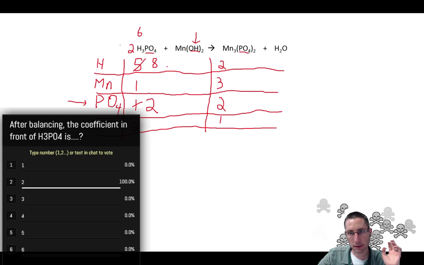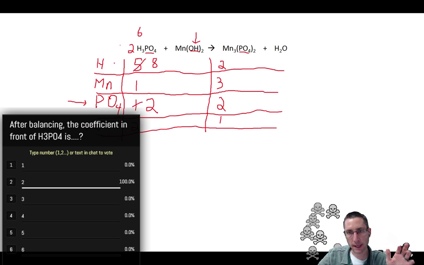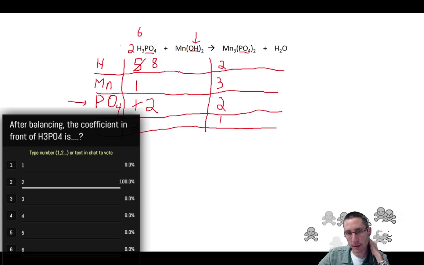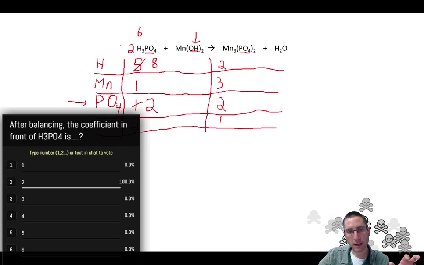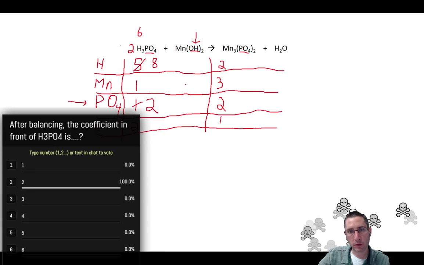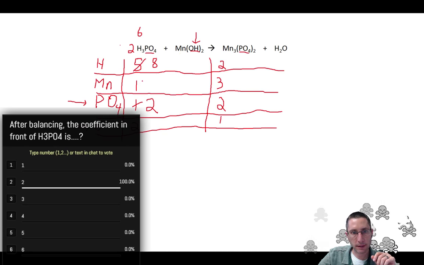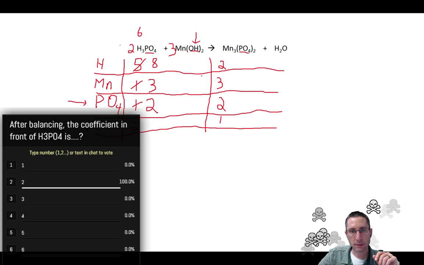I tend to leave the hydrogens at the end because they appear in several different places and it can get complicated. So I'll usually start with a polyatomic like phosphate, then I'll move on to some metal that only appears once on each side and try to balance that. So I'm going to try to balance the manganese by bringing that up to 3 by adding this coefficient out here. So that's balanced my manganese.